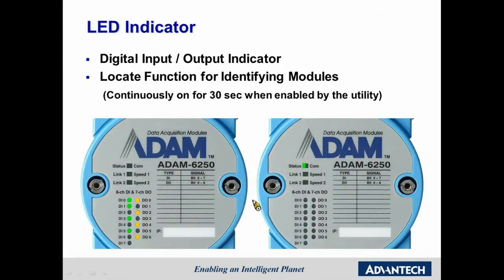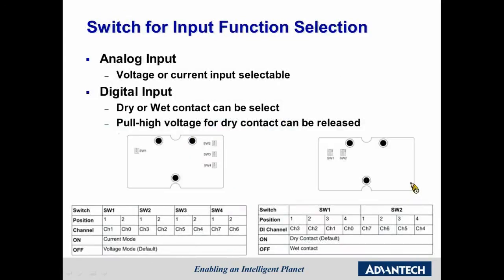We have the LED indicator for all the digital inputs and all the digital outputs. And also, with the locate function triggered by the utility, the status light will show for 30 seconds continuously. We have switches for the analog inputs that choose between voltage and current, and also on the digital inputs that choose between dry or wet contacts.